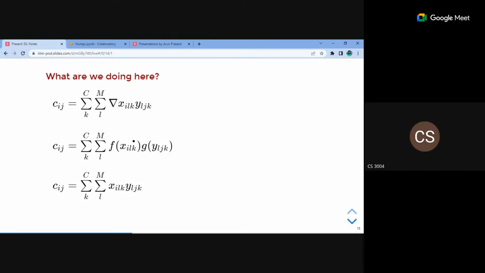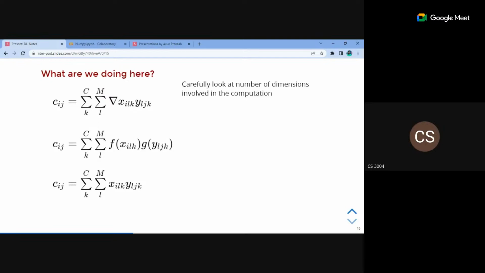The first step that we need to do is look at the dimensions involved. I'm seeing that c is an element with two dimensions, i and j. And on the right-hand side, in all these three cases, there are two variables x and y, and each of them has three dimensions. Of course, for x, maybe I can write it out.